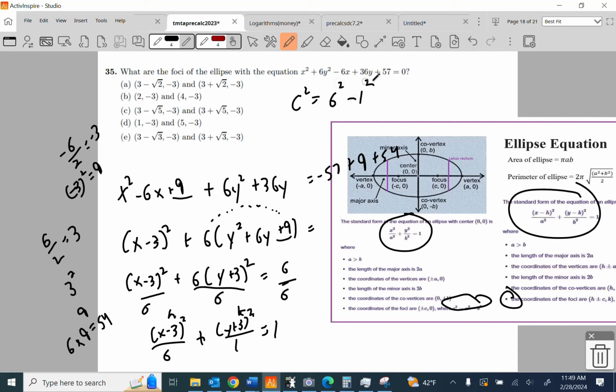6 squared minus 1 squared. And I hated every minute of it. Anyways, I'm going to get C squared is 35. So C is root 35. Which does not appear to be any of the answer choices up there now, does it?